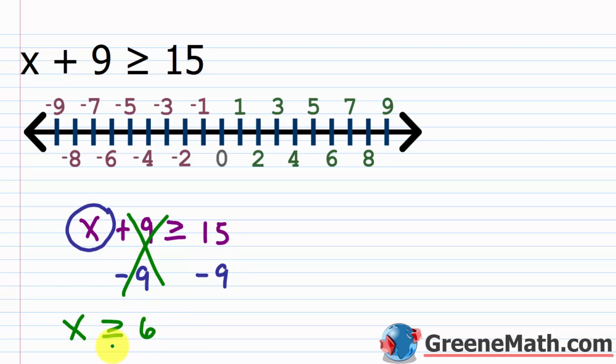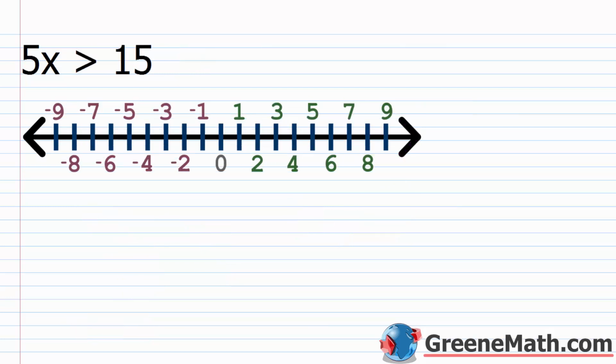So again, I've got a greater than or equal to there, so I want to use a bracket. So let's find 6 on our number line. We want to put a bracket to show that it's included. And then we're going to shade everything to the right. That's our solution region. Okay. In interval notation, I would put a bracket and then put a 6. This would be my smallest number. And then comma, you would have infinity. That would represent the largest number, right? There is none. This continues forever.